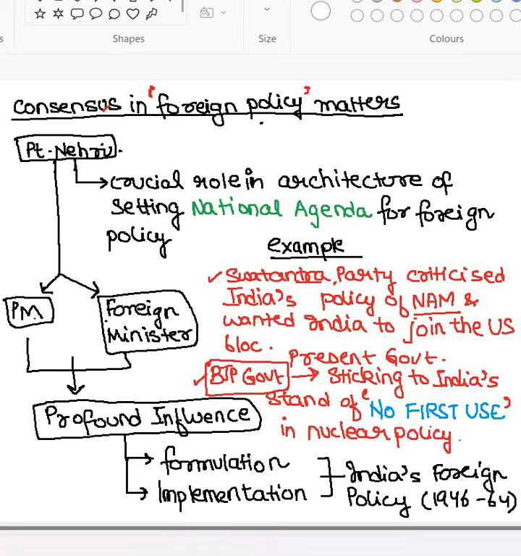I hope you have taken a screenshot of this slide also, because this slide is not mentioned in your PDF. Basically, I'm trying to help you out in formulating answers related to mains also. So you can take a screenshot of this particular slide.